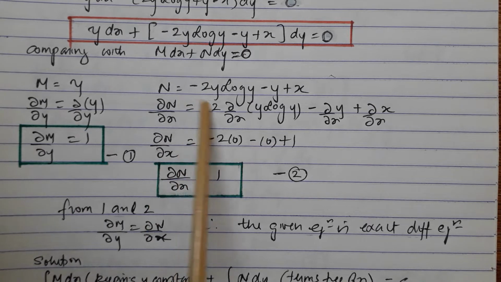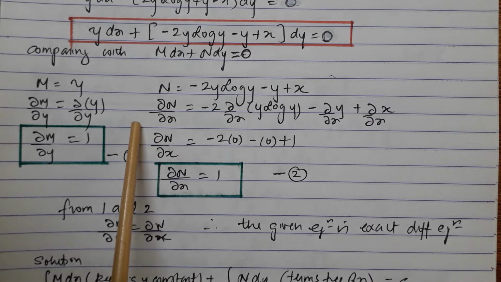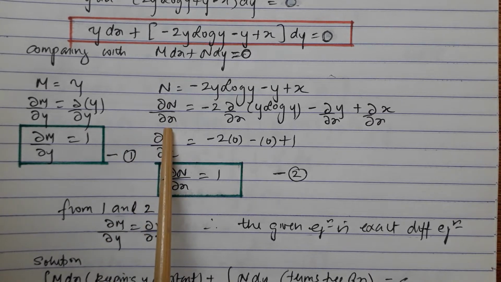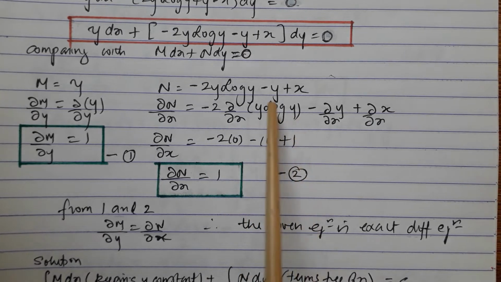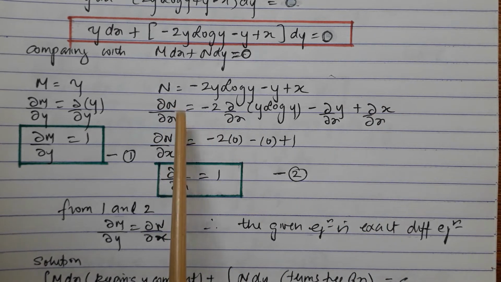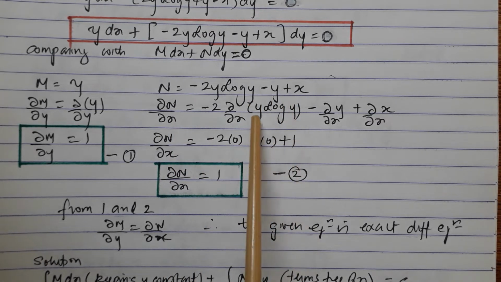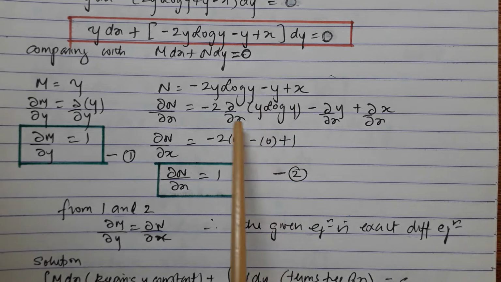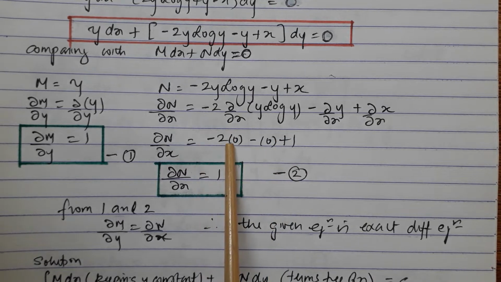Now N is minus 2y log y minus y plus x. So taking the partial derivative of N with respect to x, del N by del x is minus 2 del by del x of y log y, minus del by del x of y, plus del by del x of x. Since we are taking the partial derivative of N with respect to x, we have to treat y as a constant. So y log y is treated as a constant, hence del by del x of y log y equals 0. So this would be minus 2 into 0.